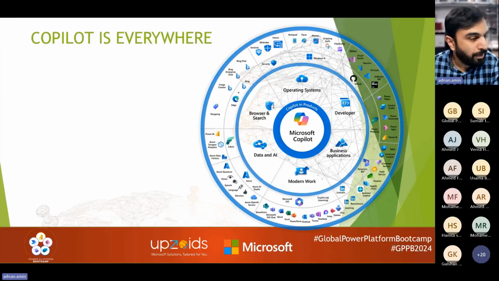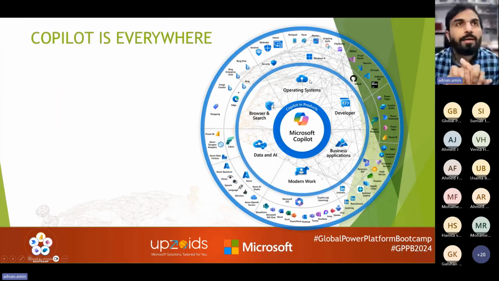You can see everything, and as per my knowledge, there are over 150 Copilots available so far. What is Copilot? It's a combination of a large language model and data available in Microsoft Graph, and it generates information based on your requested queries in natural language with the help of generative AI.